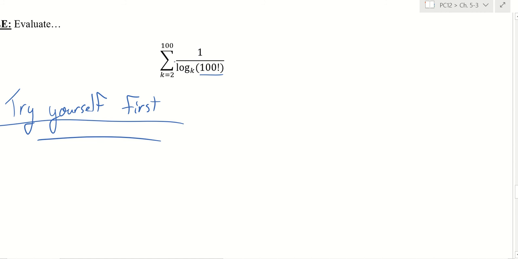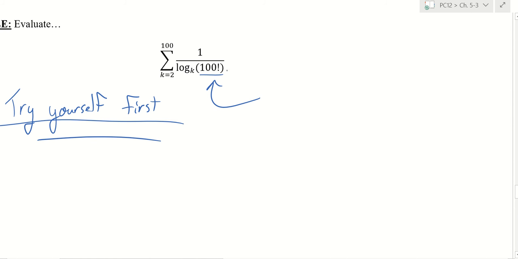We actually have a pretty complicated looking expression here. It's in sigma notation, which we haven't seen since we did sequences and series. And we have the reciprocal of some logarithm of some changing base, right? First it starts at 2, then it starts at 3, then it starts at 4, and subsequent terms. And we also have this input with an exclamation point.